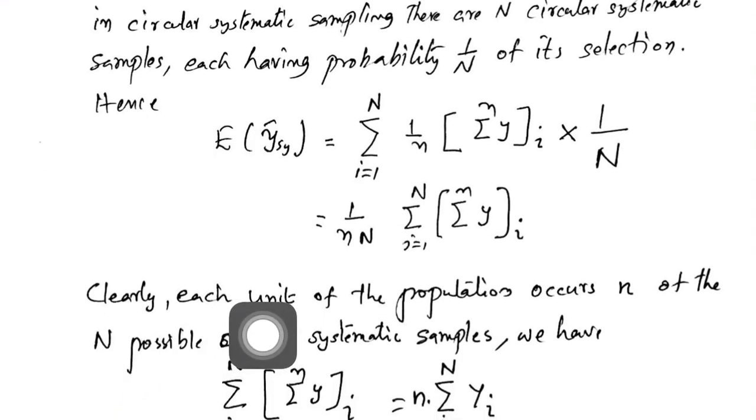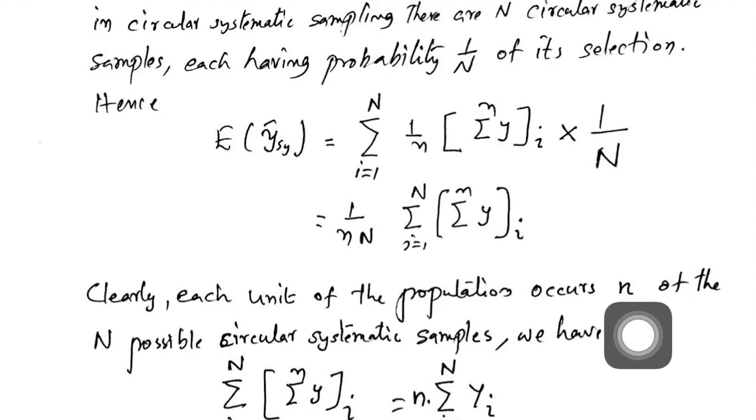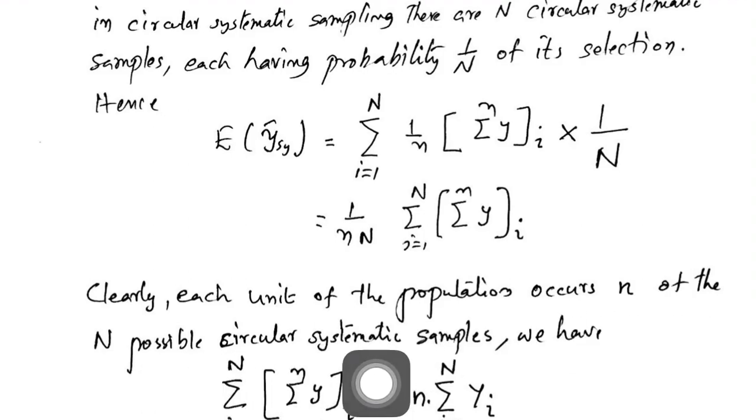Okay, and you can see that clearly each unit of the population occurs n times of the capital N possible circular systematic samples. Okay, that means each unit of the population occurs n times of the capital N possible circular systematic samples.